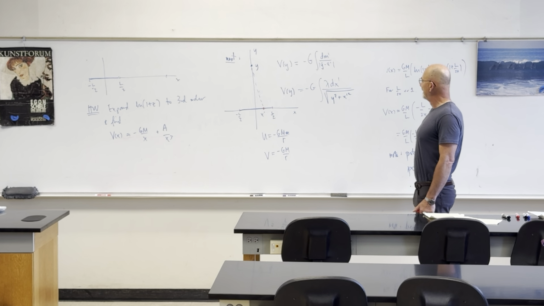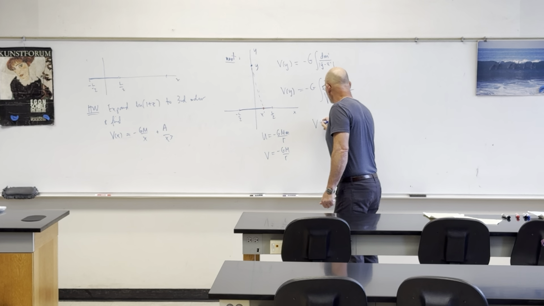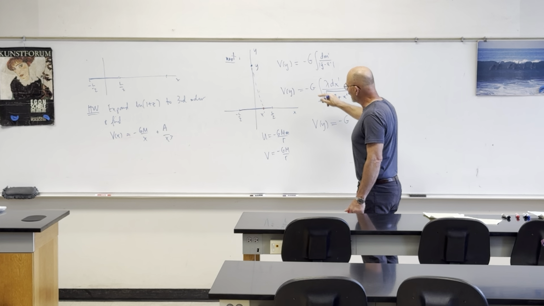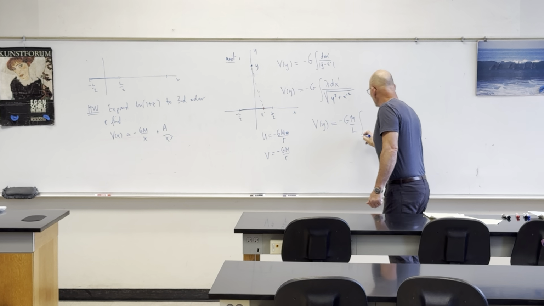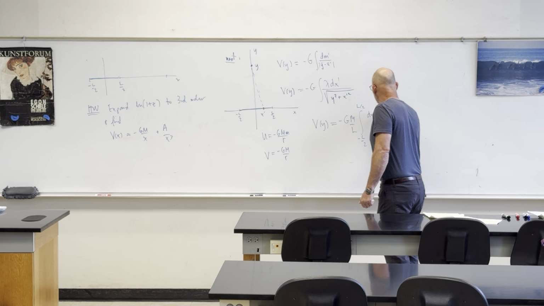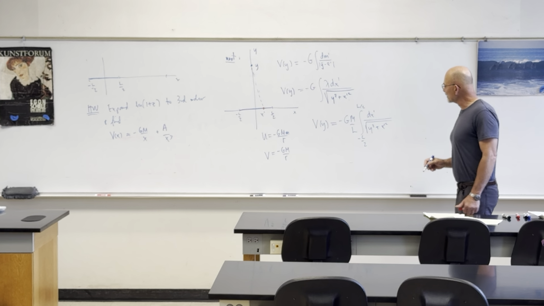And we do one more step. Here we go. I'll go ahead and erase these. So once again, V of y equals minus G, times lambda, which again is just total mass over the length, and then the integral from minus L over 2 to L over 2 of dx prime over root y squared plus x prime squared. You can drop the prime at this point, since we're integrating over it.